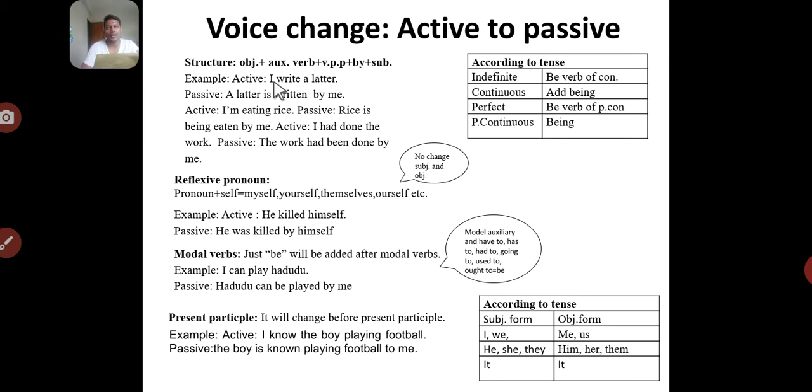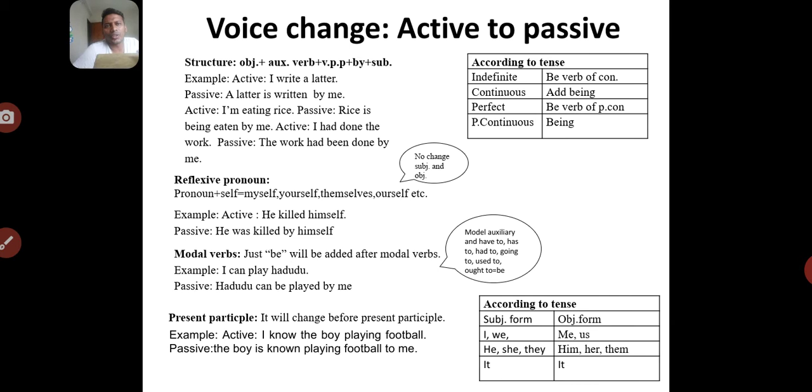So how will we find out subject or object? If we ask the verb by using the word who or whom, the answer will be the subject, and if we ask the verb what or whom, the answer will be the object. Here the verb is write. If we ask who writes, that means I, that is the subject, and what writes, a letter, here a letter is the object. So we can be clear about subject and object.